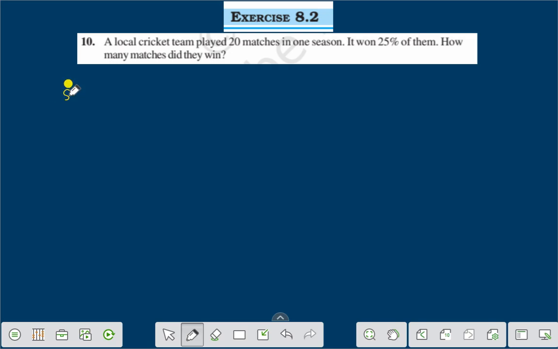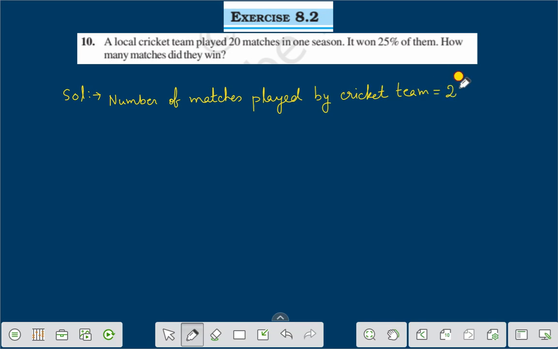Number of matches played by cricket team is equal to 20, right?